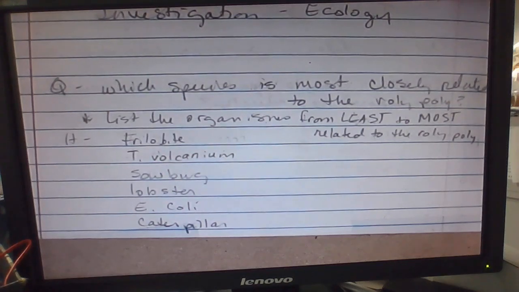The first one that you write is which of these 6 you think is the least related, then which is still the least related. And then the last critter that you write down is the one you think is most closely related to a roly-poly.